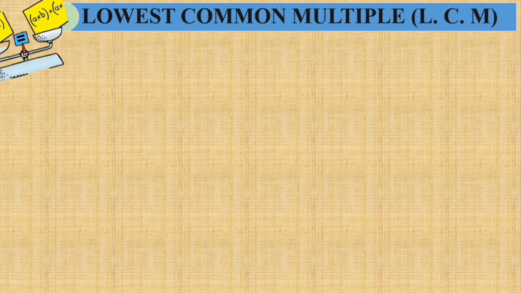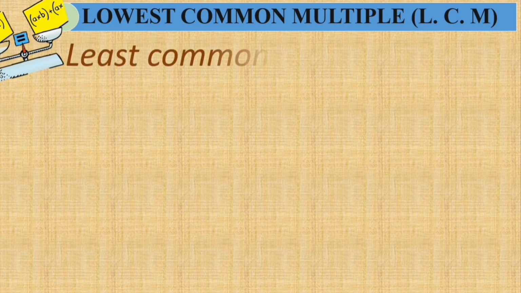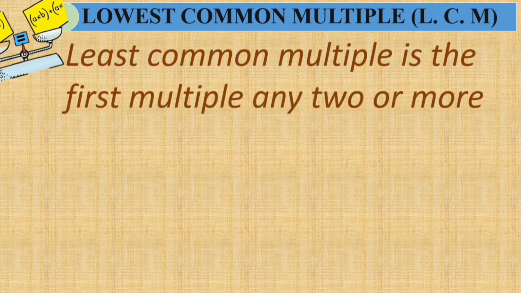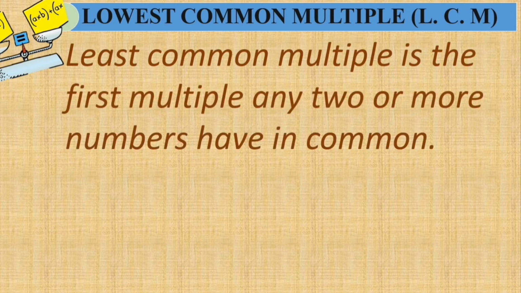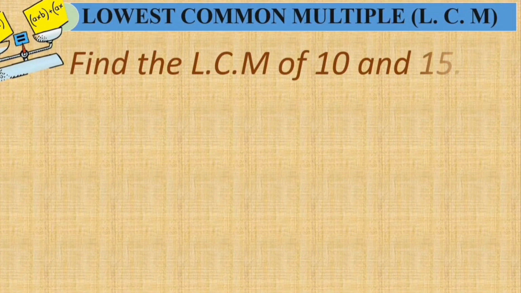Now, let's take a look at lowest common multiple, which we can also call L.C.M. So what is lowest common multiple? Lowest common multiple is the first multiple any 2 or more numbers have in common. Least or lowest is the same thing. Let's see how to find lowest common multiples of some numbers.